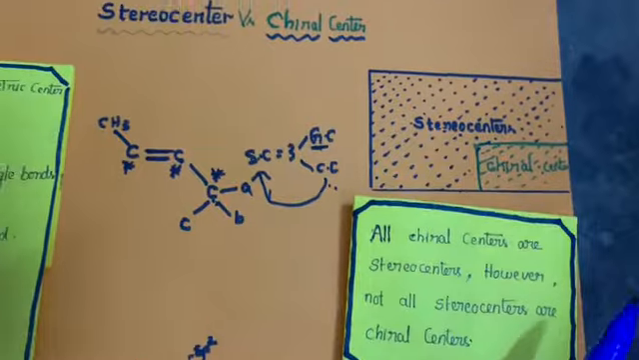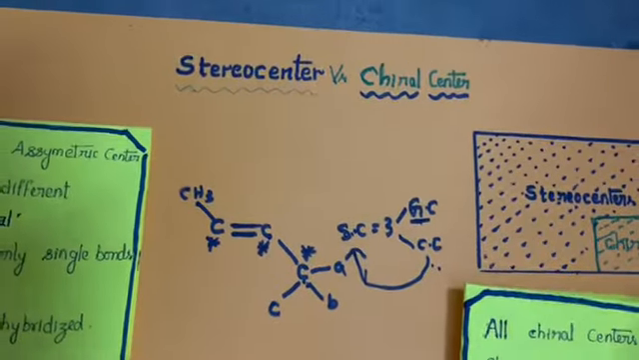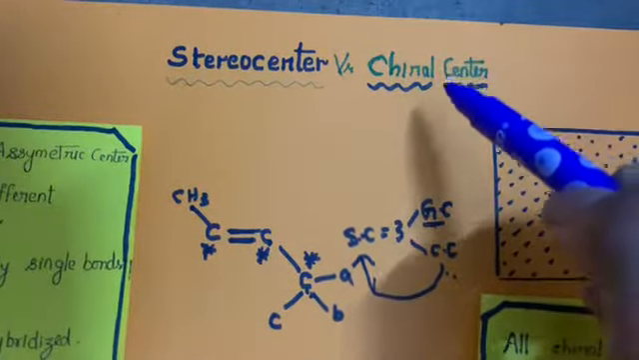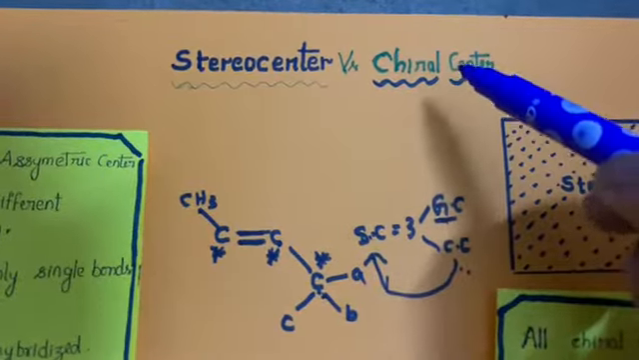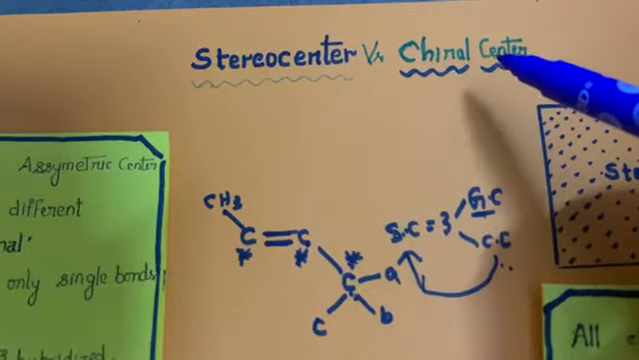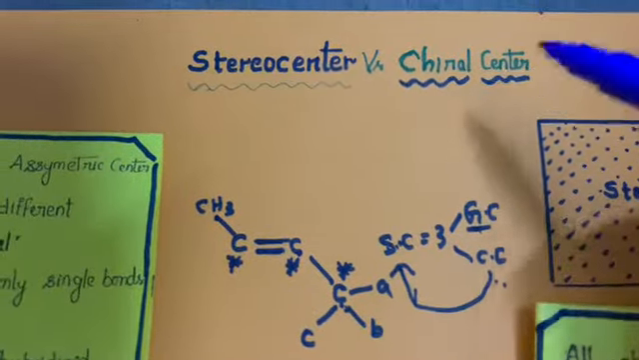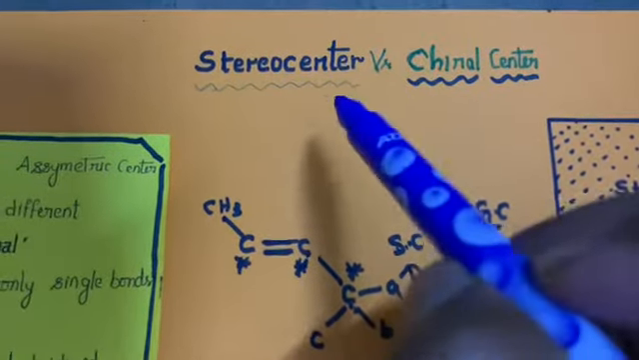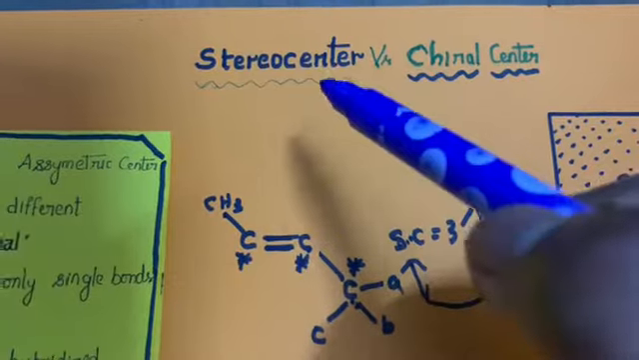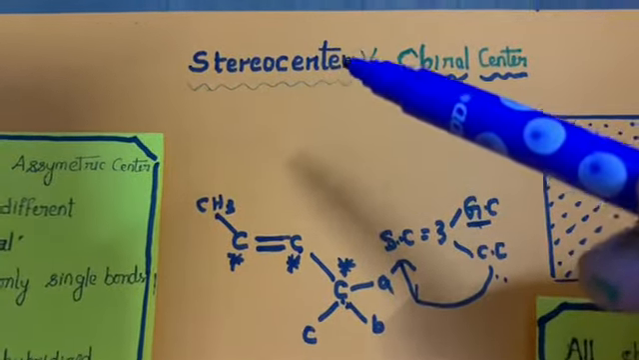So what are the chiral center and stereo center? A chiral center must be an sp3 hybridized carbon with four different substituents. These chiral centers usually produce optical isomers. And a stereo center could be a chiral center or it could be a geometrical center, right?